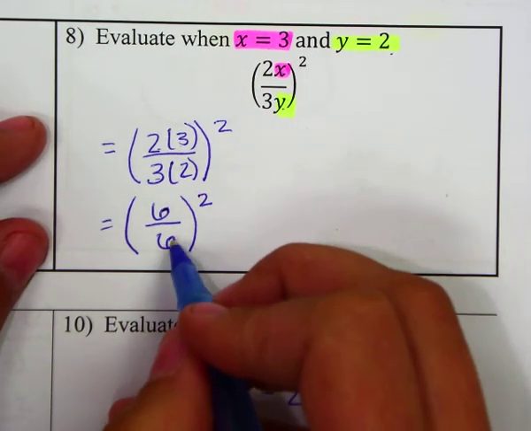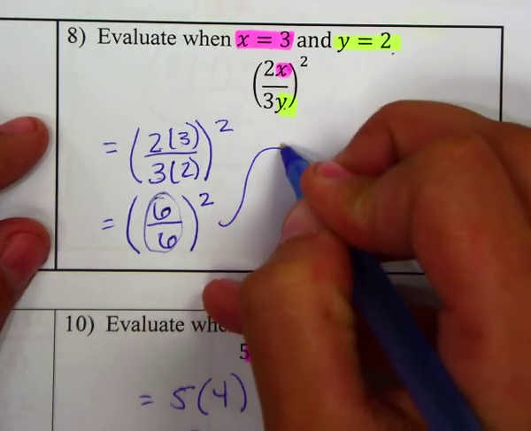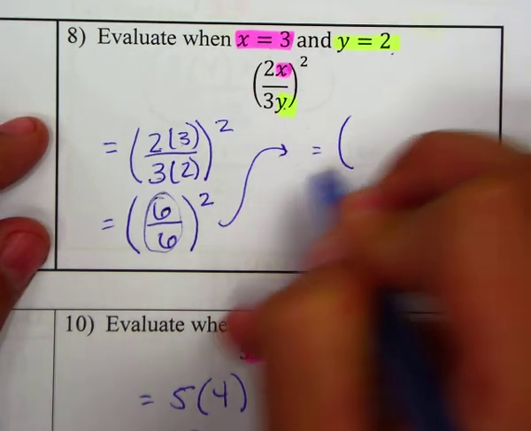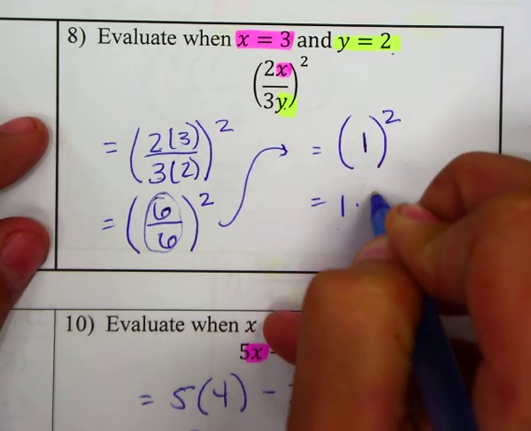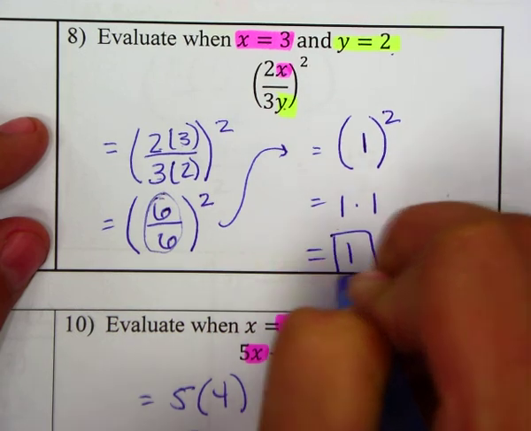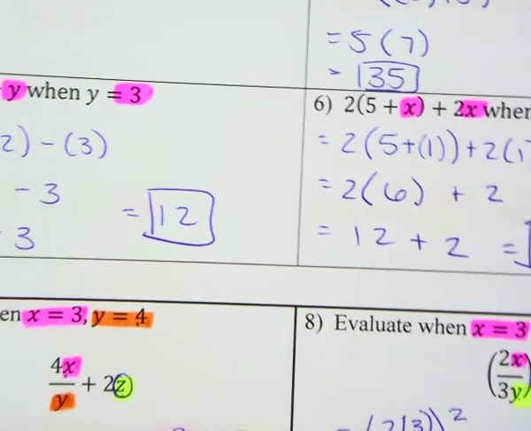I still need to simplify what's inside the parentheses. This isn't done yet. 6 divided by 6 is 1. Now the exponents. And simplify. Okay? And that's it. Check your answer keys.